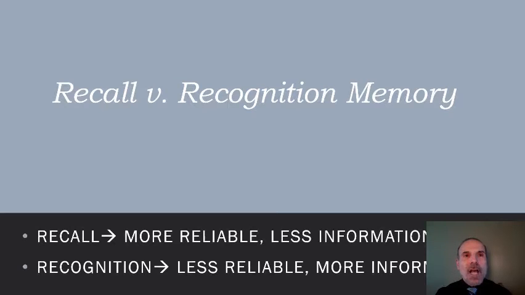So if you look at this slide, you'll see the comparison at the very bottom. Recall memory is more reliable. The problem is you get less information. The narrative is weak. Not in terms of reliability, but there isn't a lot of the story there. You're only getting a small snapshot of the story. Nevertheless, you need to start with recall memory.